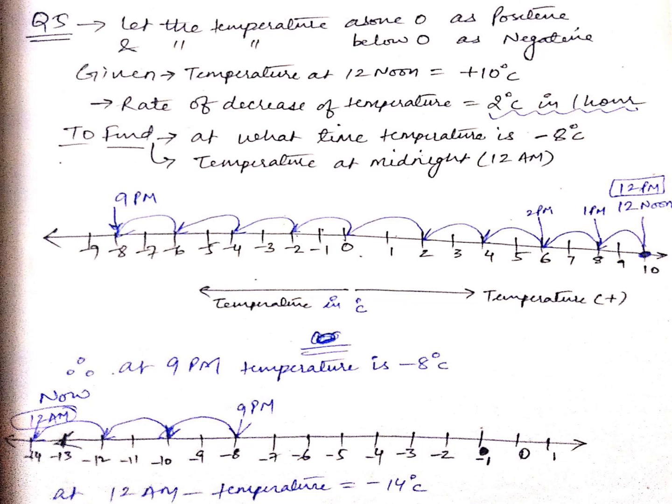Now second part is temperature at midnight, that is 12 am. So I have drawn one more number line. This time I started with 9 pm. I know already at 9 pm temperature is minus 8 degree Celsius. So at 10 pm it will be minus 10 degree Celsius. At 11 pm minus 12 degree Celsius. And at 12 am, that is midnight, it will be minus 14 degree Celsius. Hence the answer is at 12 am temperature is minus 14 degree Celsius.